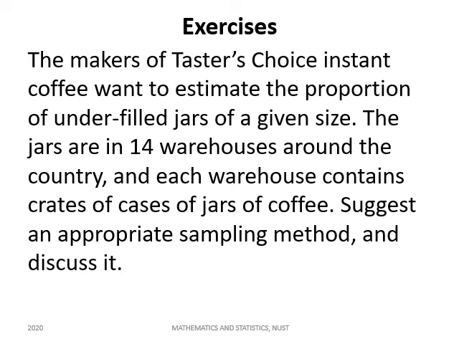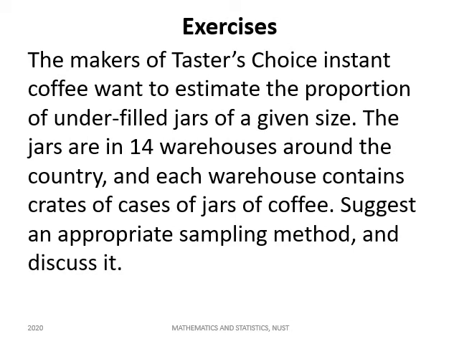jars are in 14 warehouses around the country. Each warehouse contains crates of cases of jars of coffee. So you can take a minute, think about this, and then see how you would go about handling this. So there isn't really a right way, I say that in quotes, because you can make a case for everything, but usually we want to test, are you able to defend what you are saying? Okay, so if this was me, what I would say is we use clustered random sampling.